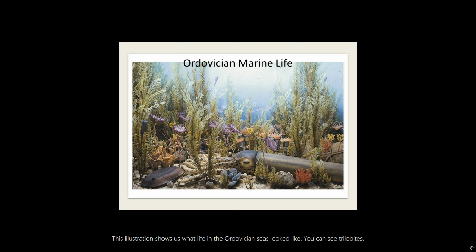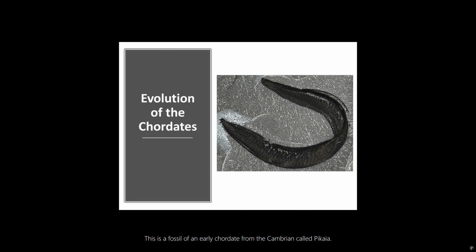This illustration is an excellent representation of what life in the Ordovician seas probably looked like. You can see trilobites and straight-shelled cephalopods, brachiopods and crinoids and sponges, and more, all inhabiting warm, shallow, epeiric seas. This is a fossil of an early chordate from the Cambrian called Pikaia. We are going to investigate the evolution of the chordates next.